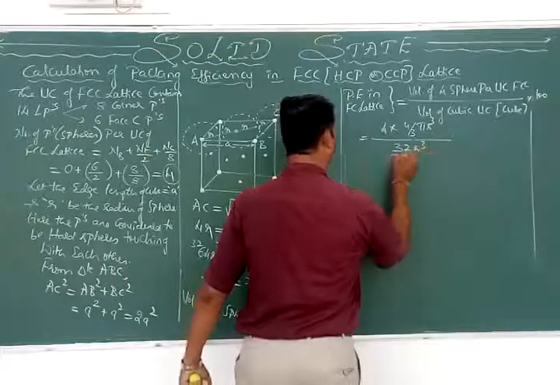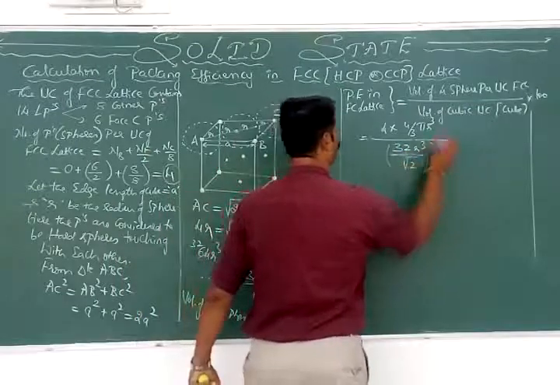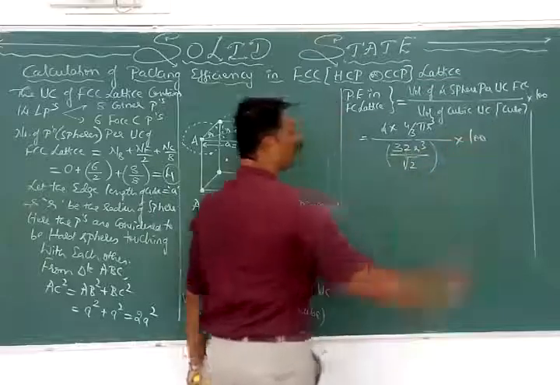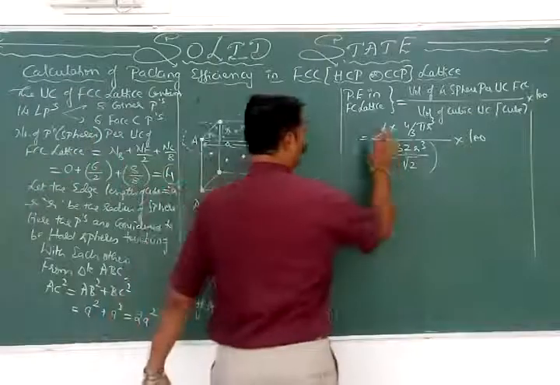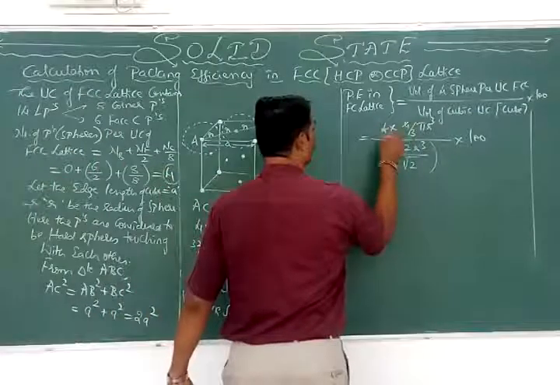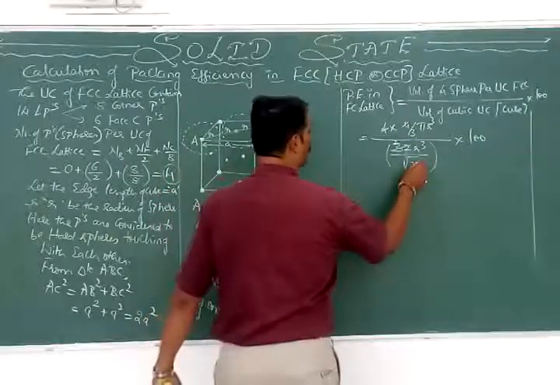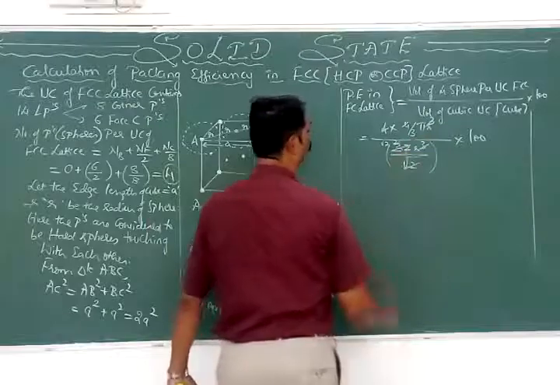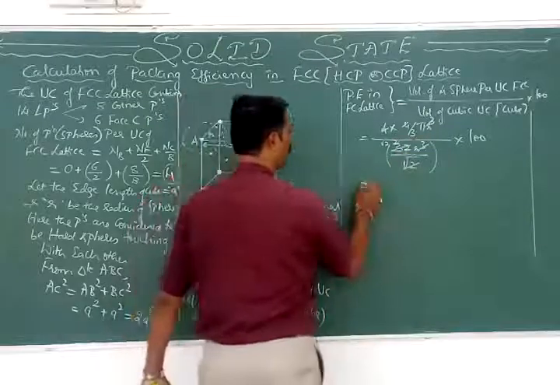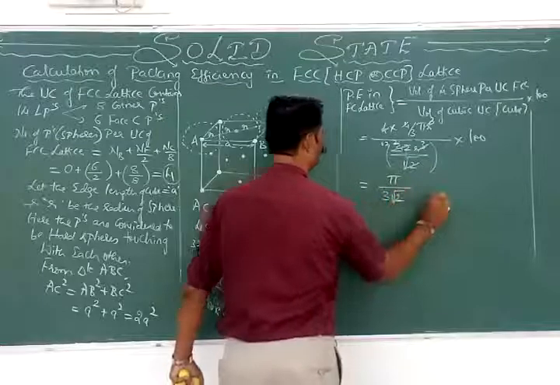32 r cube divided by, what is that? Root 2 into... If I need the percentage, I have to multiply the value by 100. So here 4 fours are 16, and 16 means here it is 2. So here it is 1, here it is root 2, r cube over r cube. So now it becomes pi divided by 3 into root 2.